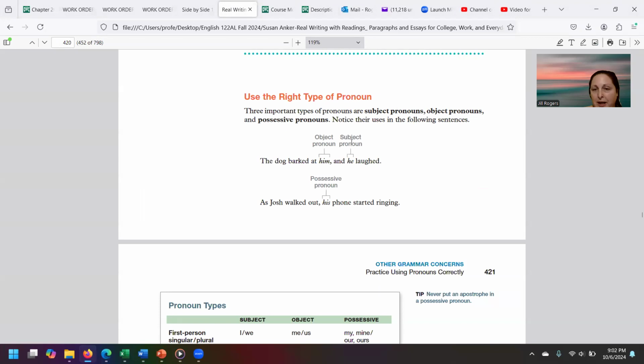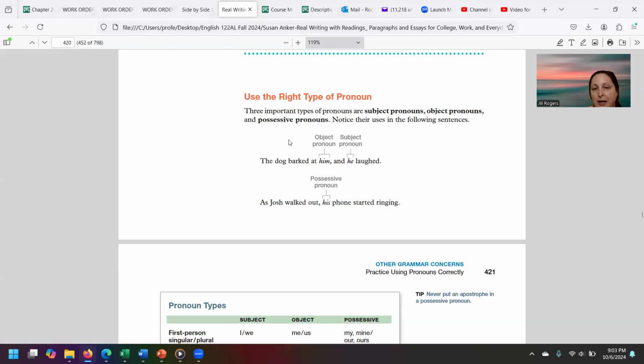So you know what a subject is. A subject is the thing doing the action of the sentence. You know what an object is. It's the thing that it's directed towards. So here we have an example. The dog barked at him. That's the object pronoun.